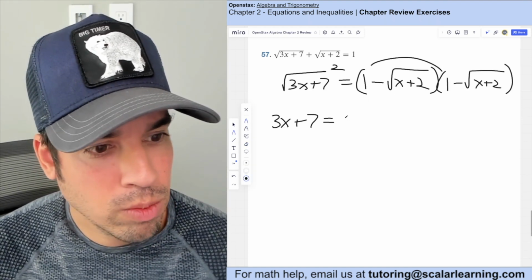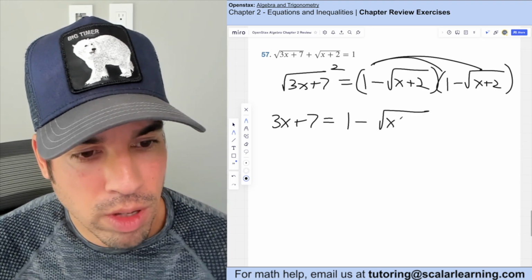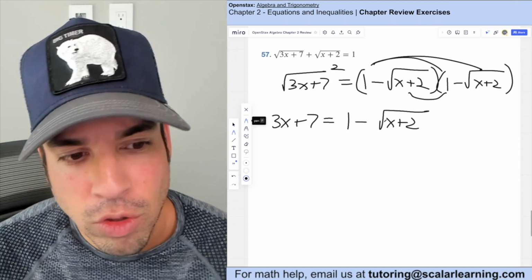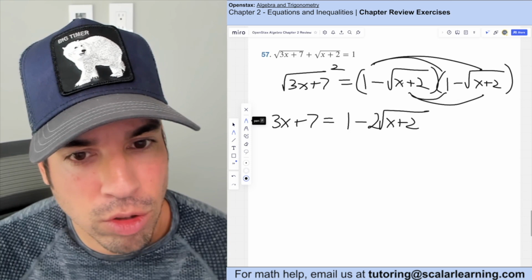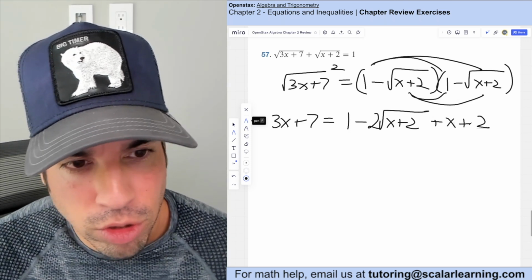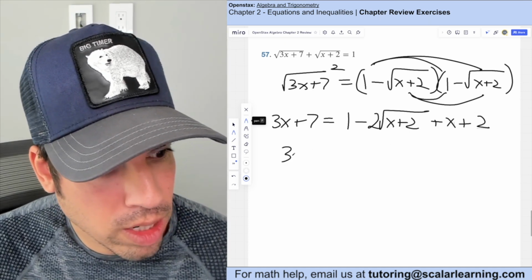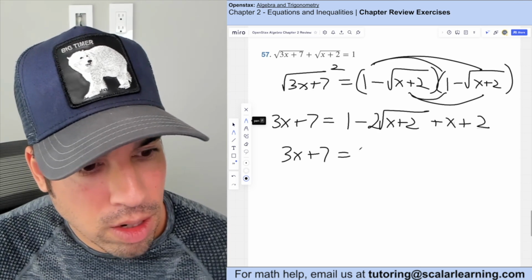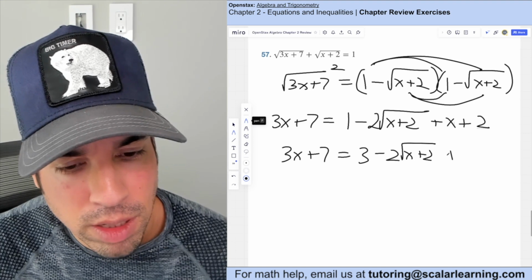So I got 1 times 1, which is 1. Then I got minus radical x plus 2. Then again, I got minus radical x plus 2. So that's going to give me minus 2 radical x plus 2. Then last but not least, those two multiplying each other is just going to liberate it from the radical. So it's going to be x plus 2, negatives cancel out. Now we're going to combine like terms. So we got 3x plus 7 equals 1 and 2 make 3 minus 2 rad x plus 2 plus x.